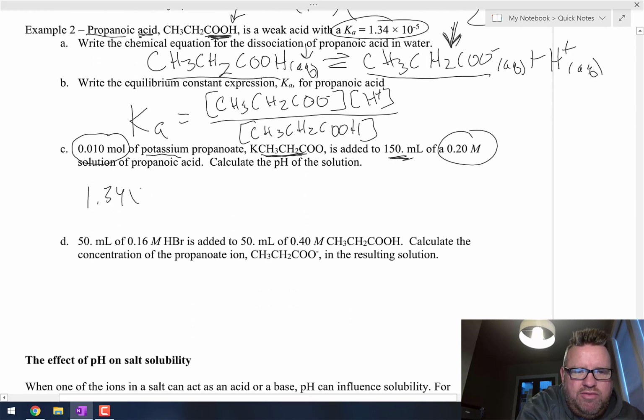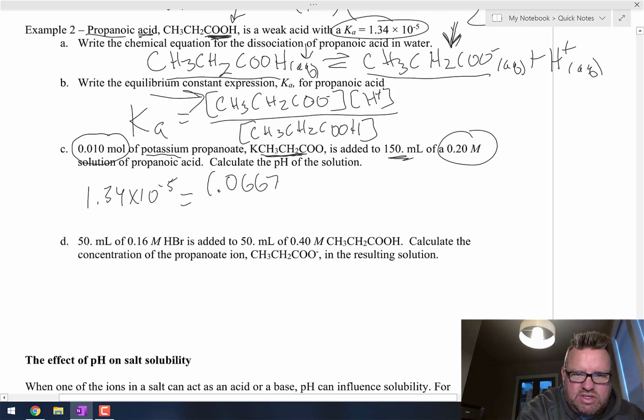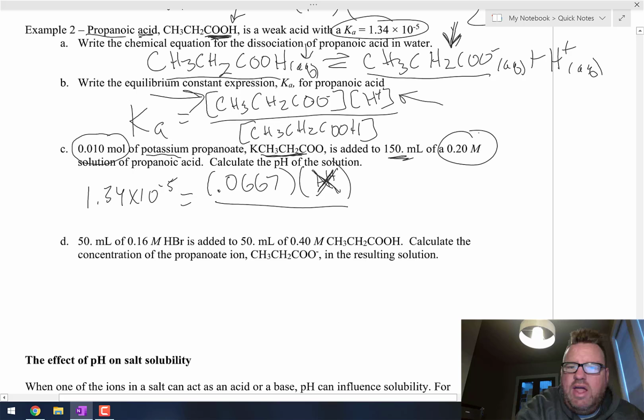So 1.34 times 10 to the minus 5th is going to equal the propanoate ion concentration, which again, let's just figure out what that is. 0.010 divided by 0.150 is the volume, equals a concentration of 0.0667, and that's times the hydrogen ion concentration, which we don't know. So instead of H plus, we'll just call it X. But we know that it is the hydrogen ion concentration, and all of that's going to be over the concentration of the acid, 0.20.